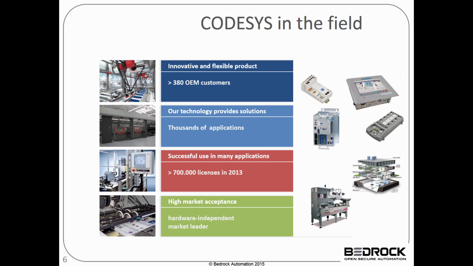CODESYS is already being used by over 300 OEMs on a wide variety of hardware. OEMs include B&R, Beckhoff, Wago, and ABB. Because of its broad usage, 700,000 licenses sold in 2013 alone, the developers have the resources to make a stable and capable piece of software, and third-party vendors have created thousands of applications to run on top of the CODESYS IDE. There's little doubt that CODESYS is poised to become the Microsoft of the industrial control world, and I am confident that many ICS vendors will be adopting CODESYS in the next decade, just as the PC vendors did in the 1980s.